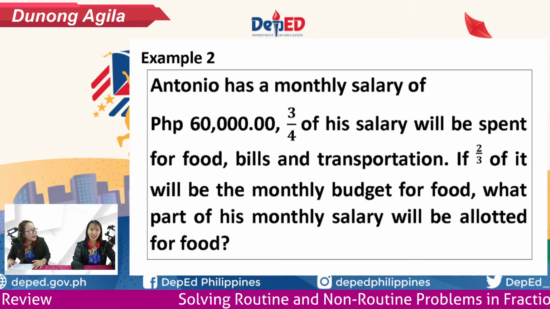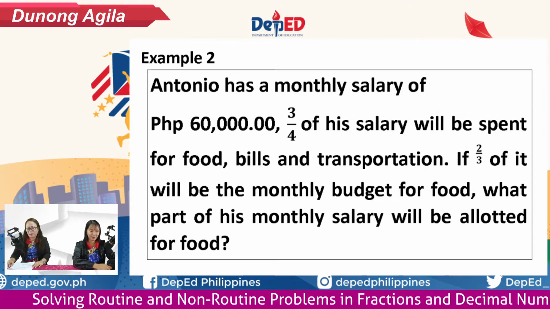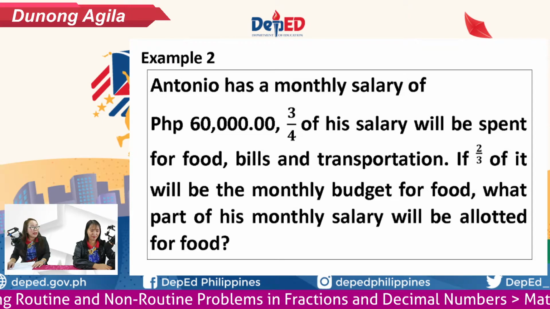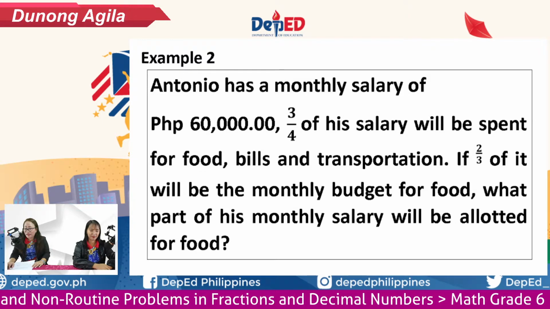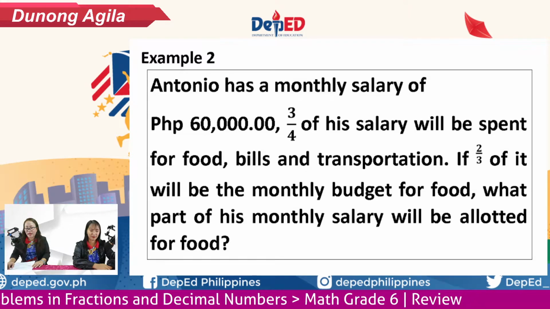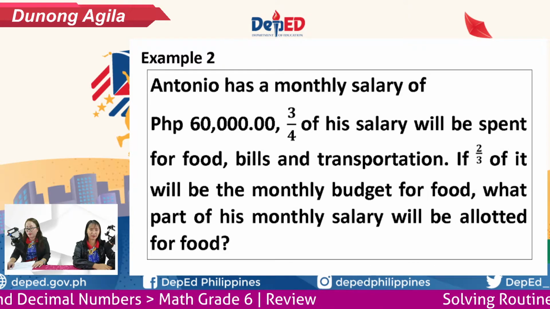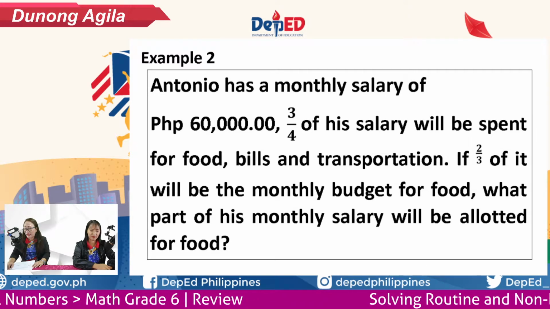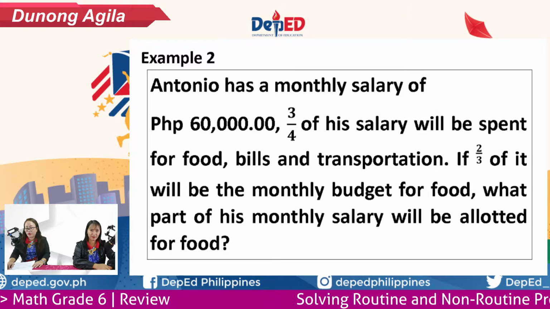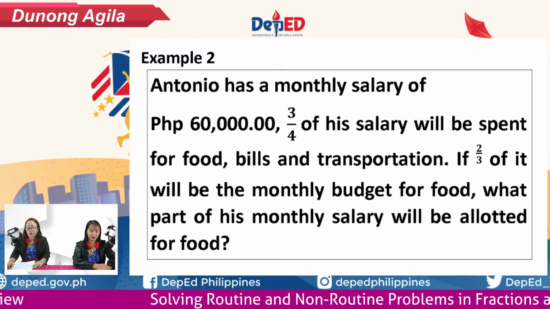Excited na ba tayo? Yes, ma'am. Example number 2 na tayo. Okay, example number 2, ito gustong-gusto ko, Ma'am Tin. Antonio has a monthly salary of 60,000 pesos. 3/4 of his salary will be spent for food, bills, and transportation. If 2/3 of it will be the monthly budget for food, what part of his monthly salary will be allotted for food?